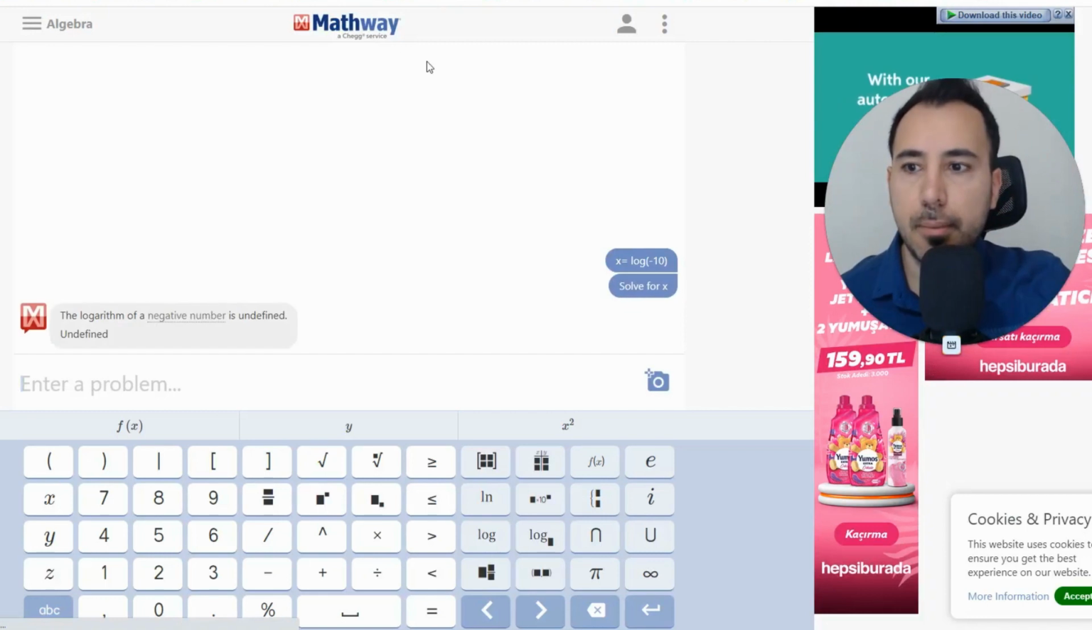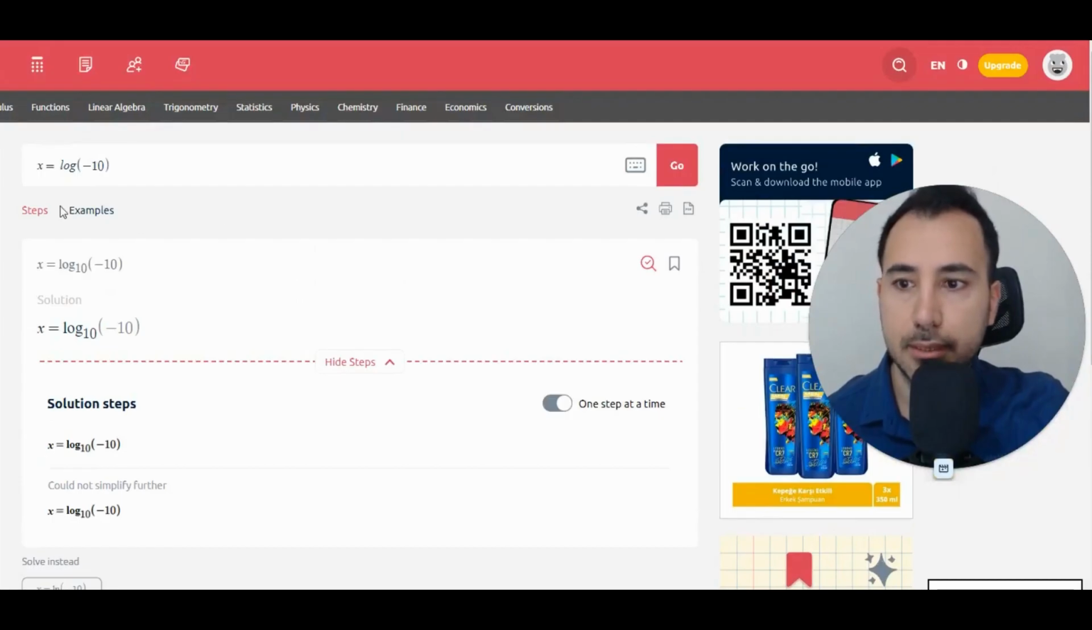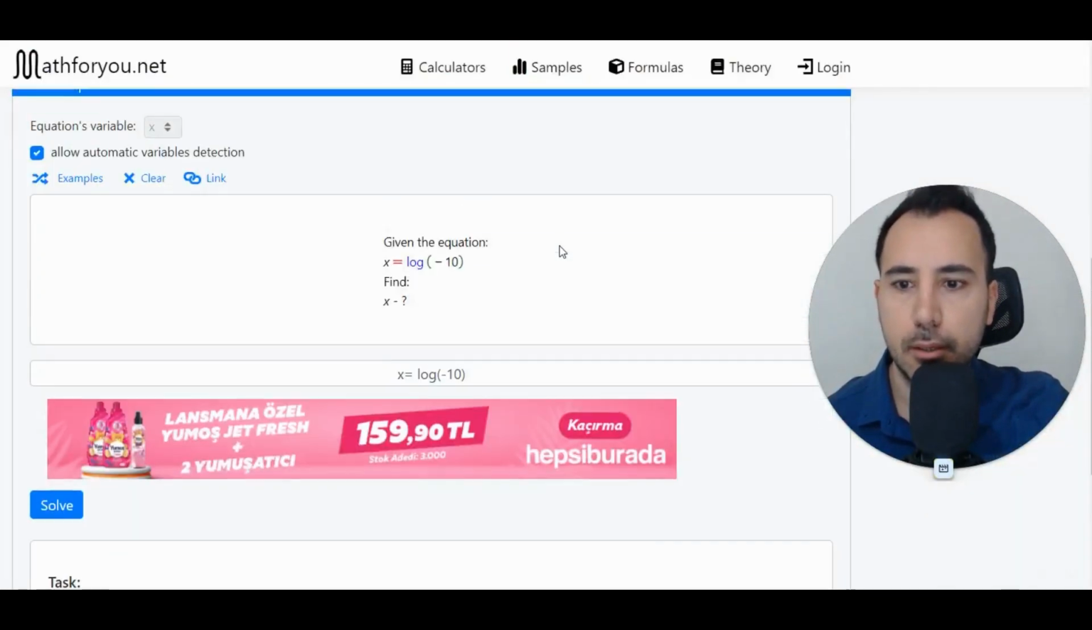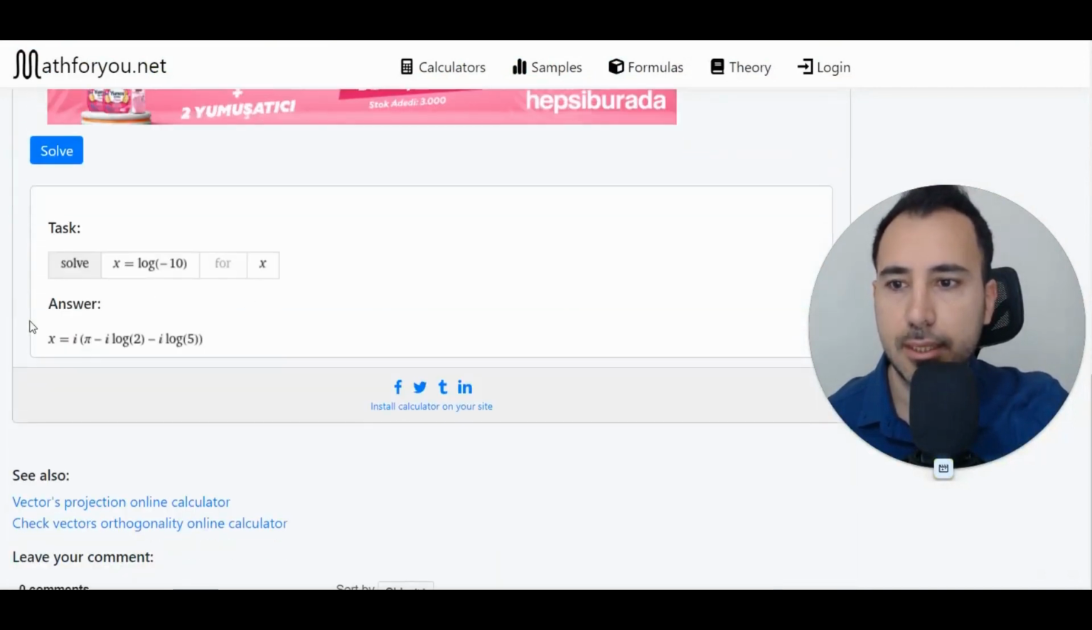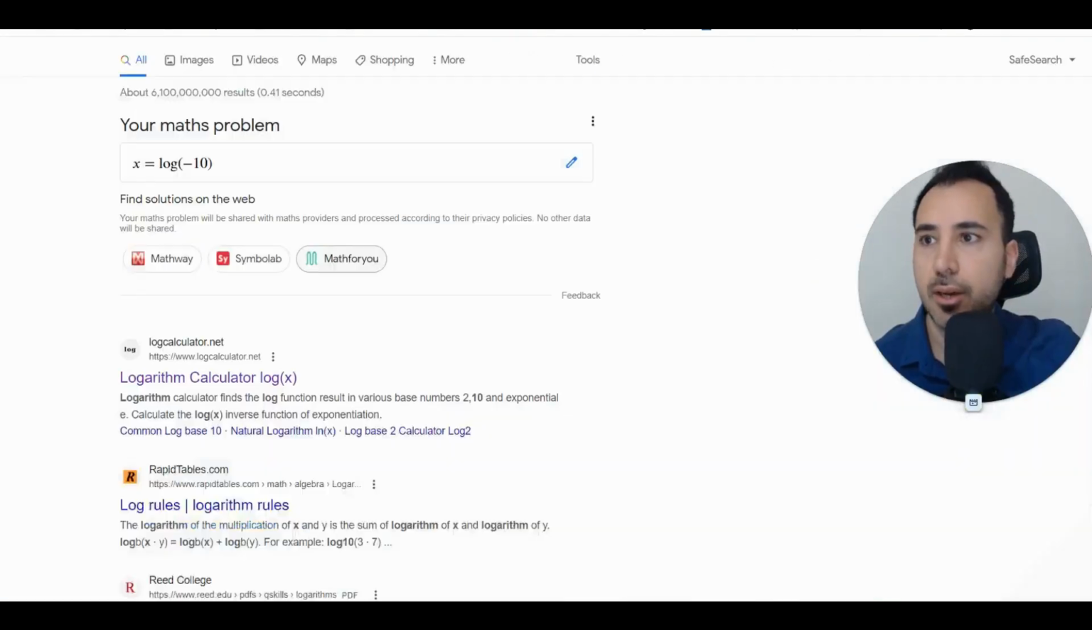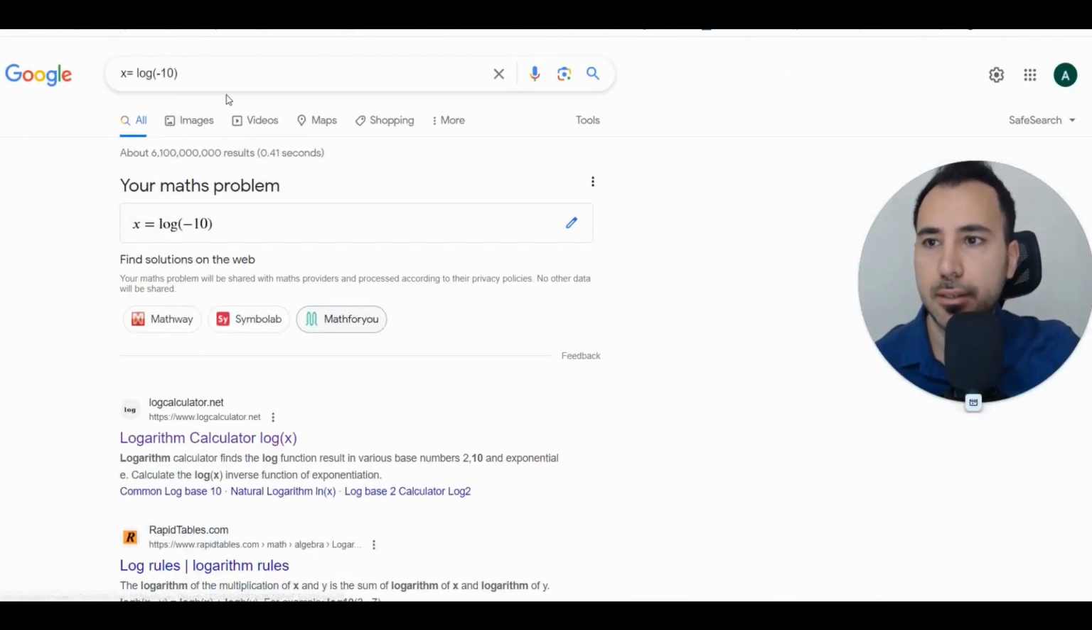Solve for x. Mathway would say the logarithm of a negative number is undefined. Well, SymbolLab will give almost no information. But if we go to mathforyou.net, we'll see that actually there is an answer to the equation. Also, let's go back in here.